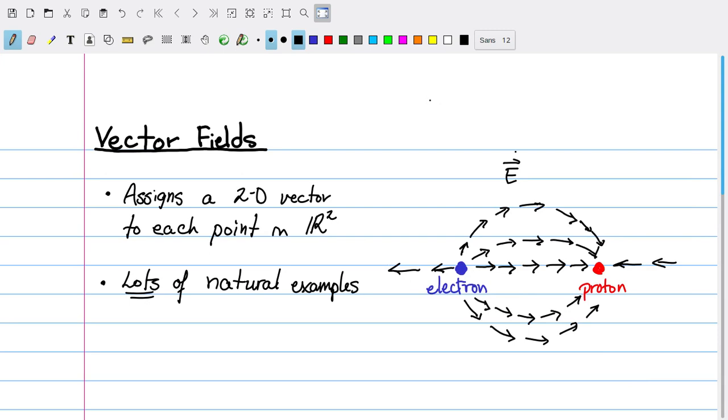Another example is the electric field E, created by a dipole consisting of a proton and an electron. A similar example would be a gravitational field generated by particles with various masses.